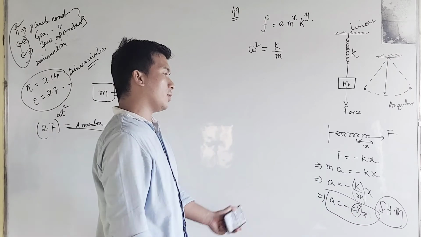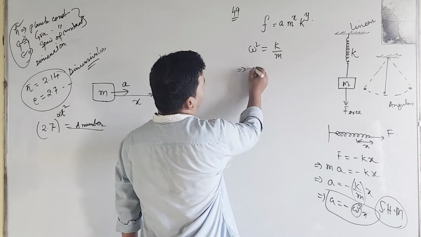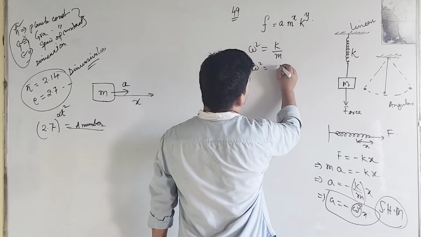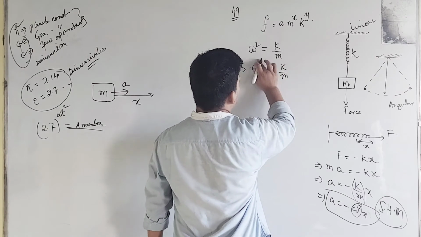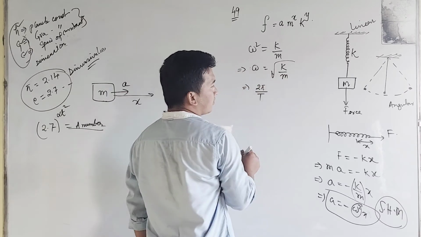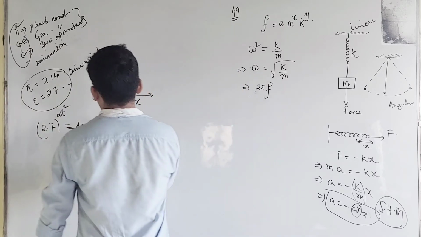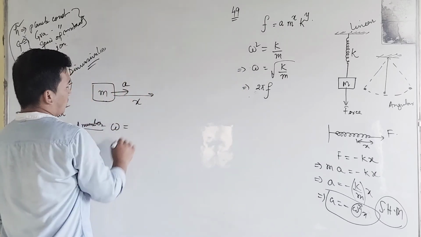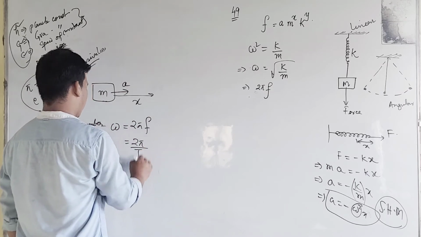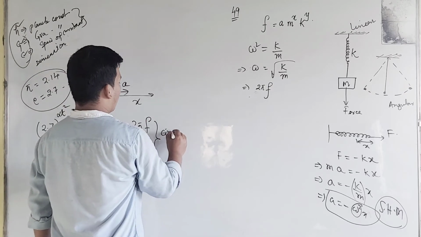Omega squared is equal to k divided by m, so omega is root over k by m. We know that omega is 2 pi by T, or we can put it like this, 2 pi f. Remember this in your circular motion: 2 pi f is equal to 2 pi by T. This formula will hold true for circular motion.